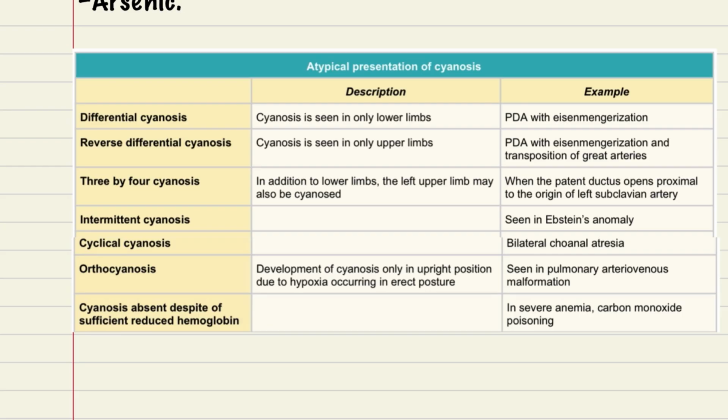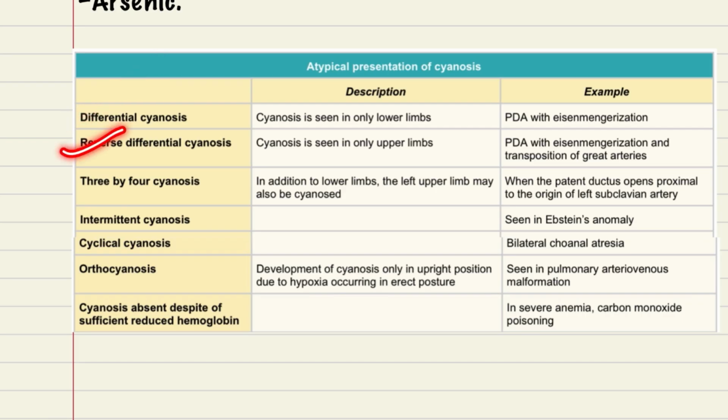For example, this is seen in the case of patent ductus arteriosus with Eisenmenger's, which I already told you, that due to long standing left to right shunt there is pulmonary hypertension, and this causes the reversal of the shunt from left to right to right to left. This causes cyanosis. So, in the case of patent ductus arteriosus, which is an acyanotic heart disease, it gets converted into cyanotic due to the reversal of the shunt. So, this is a cause of the differential cyanosis.